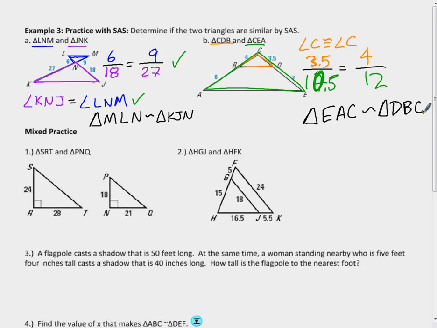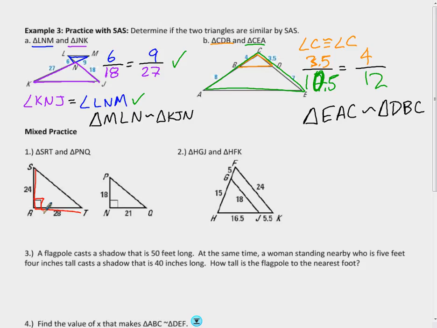They give me a side, they give me a side, they give me an angle, right? And the angle is between the 2 sides. So most likely it's going to be side, angle, side. The only thing I have to check is to see if these sides are proportional to the other 2 sides. So, here, does 24 over 18 come out to be the same thing as 28 over 21?